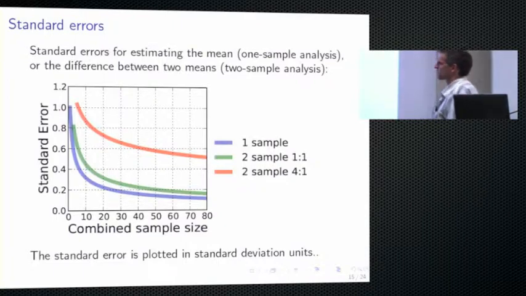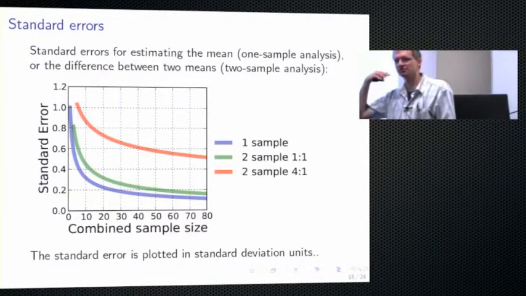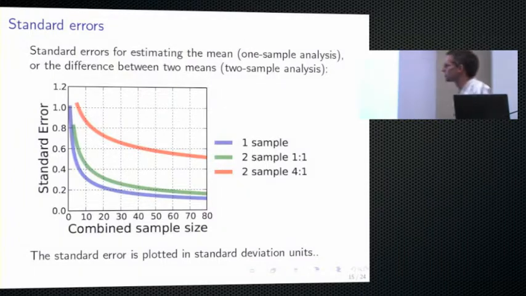Of course, the standard error drops as the sample size increases. This is roughly like this 1 over root n type of relationship that you see all the time in standard errors. So if you want to cut the standard error in half, you have to increase the sample size by a factor of 4. It's kind of a frustrating but unavoidable reality.